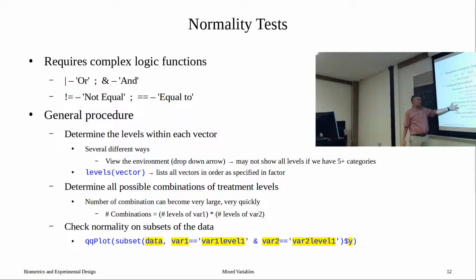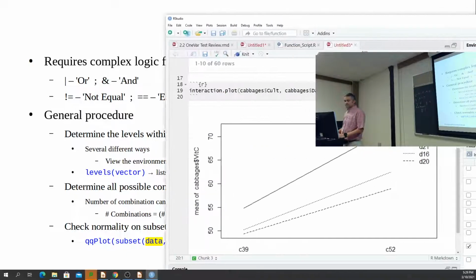Then we're going to determine all possible combinations of our treatment groups. All right. We need to know that. A short way to figure out how many is the number of levels in variable 1 times the number of levels in variable 2. That's how many QQ plots you will have to make. All right, and then you'll make your QQ plot, and what I like to do is just put it all within a nested set of commands. So a QQ plot on the subset data where we only look at one group. All right, so let's do this.